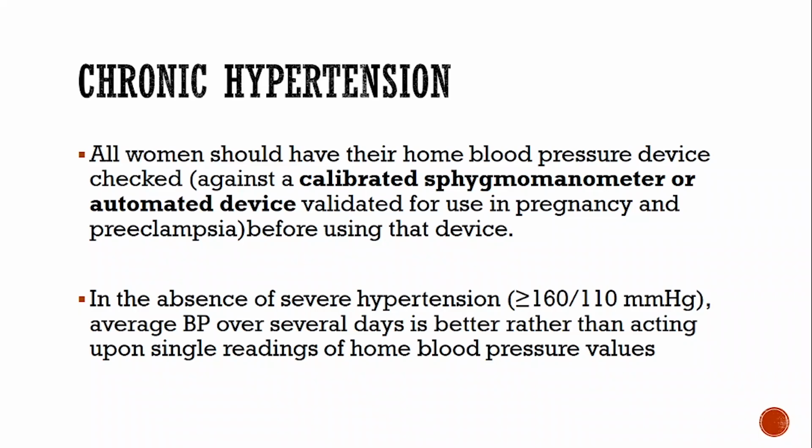In the absence of severe hypertension, which has been defined as systolic greater than or equal to 160 millimeters of mercury and/or diastolic greater than or equal to 110 millimeters of mercury, average blood pressure over several days is better than relying upon single readings of home blood pressure. Again, we are still talking about measuring blood pressure over time, over days, if possible over 2 visits, before one can actually make that assertion.